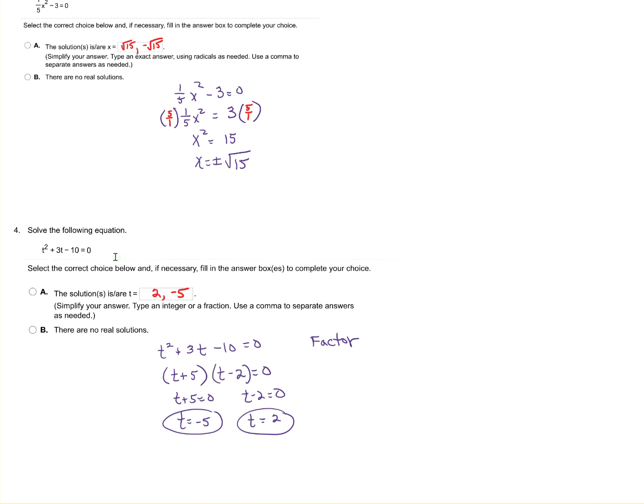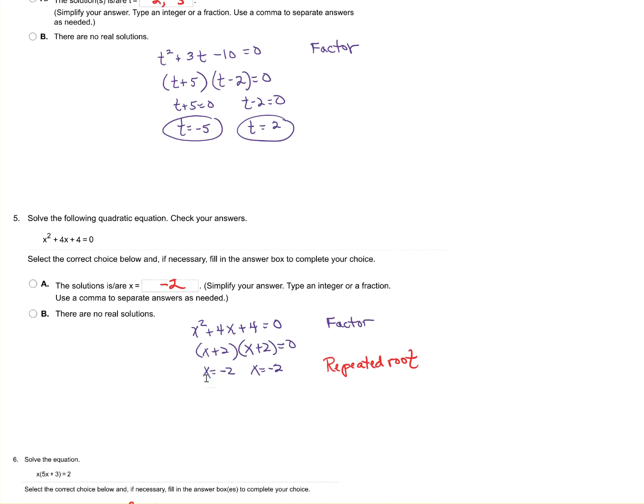Number 4, t squared plus 3t minus 10 equals 0. So what are the numbers that multiply to give you 10? It's either 10 and 1 or 5 and 2. And which of those two options could give you 3 in the middle? That's 5 and 2. So we know that we're going to have one positive, one negative, and we need to have a positive in the middle. So positive 5t, minus 2t. That would give me a positive 3t in the middle. Take each of those factors, set them equal to 0, and solve. So you get negative 5 and positive 2. Those go right here.